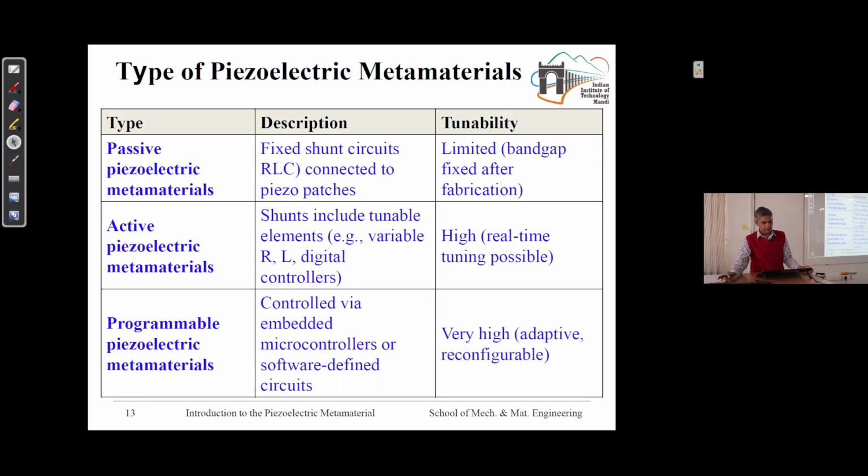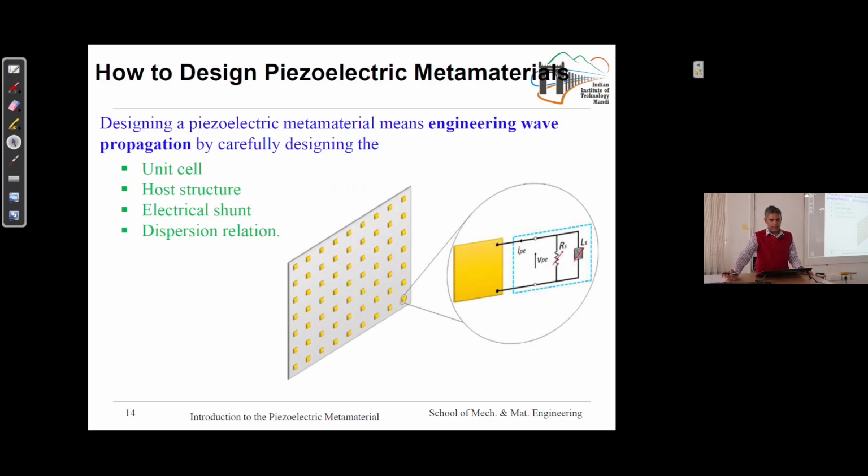Now, types of piezoelectric metamaterials. Passive piezoelectric metamaterials. Basically, based on the shunt circuit, we can classify this. So we have RLC. If there is no outside control on this, then it is passive. If we have a controller as well, then it is active. Sometimes we can also make programmable piezoelectric metamaterials, controlled via an embedded microcontroller or software-defined circuits. This is some advanced level, so we should not worry about this at the moment.